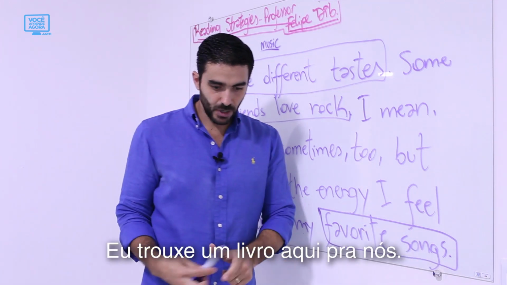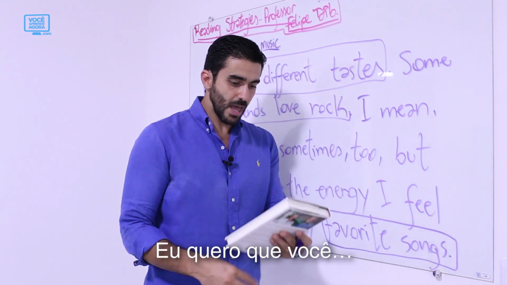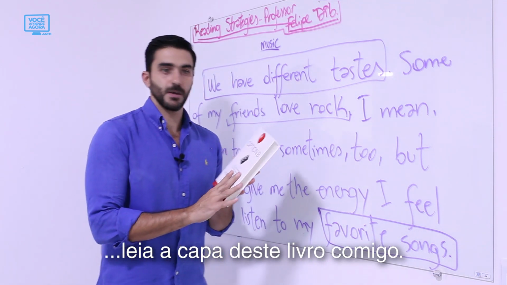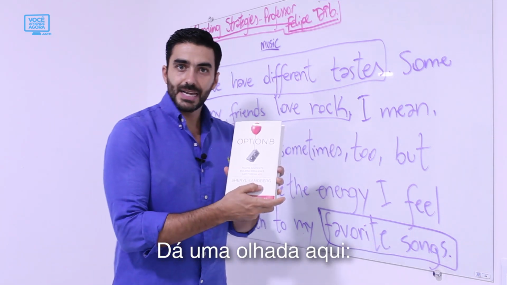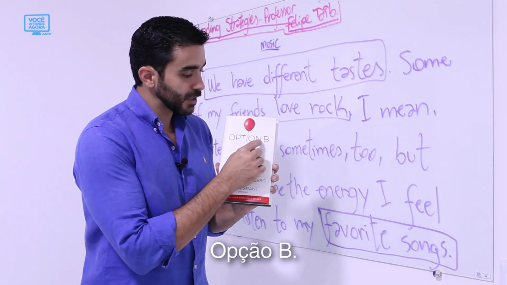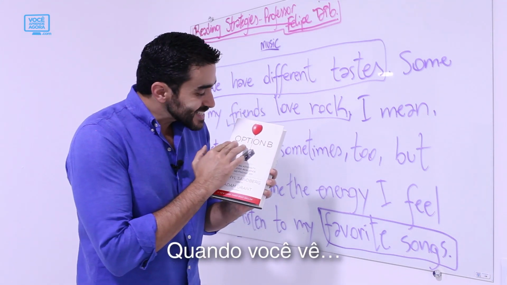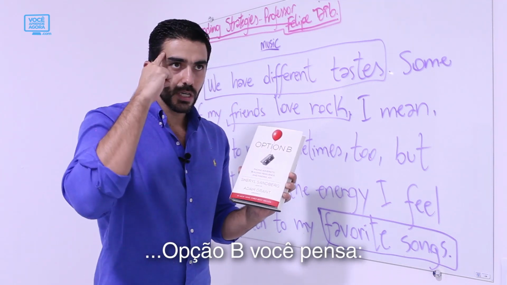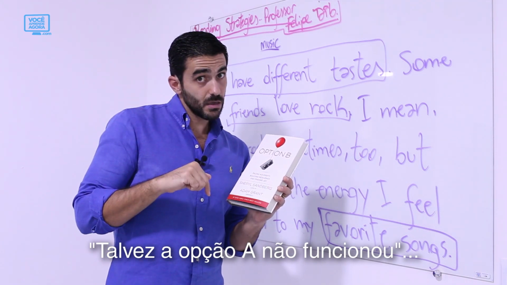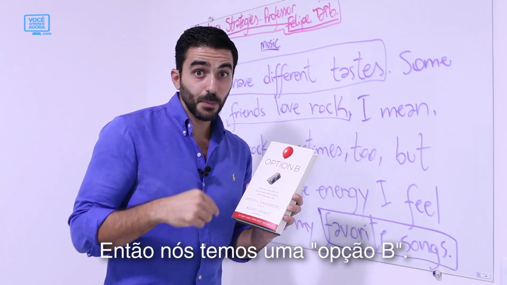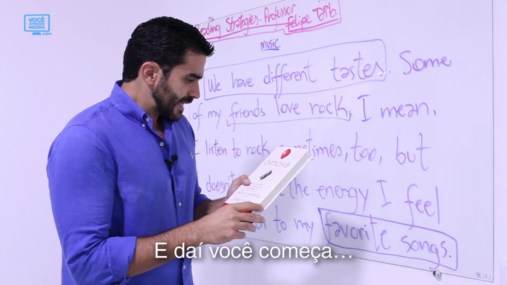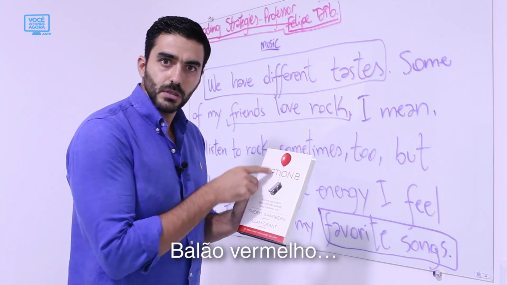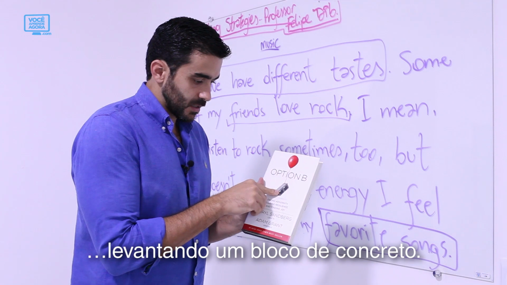I brought a book here for us. And I'd like you to read this book cover with me. Have a look here. This is the book. Option B. When you see this title here, option B, you think, well, maybe option A didn't work. So we have an option B. And then you start to analyze the image. Red balloon lifting a concrete block.